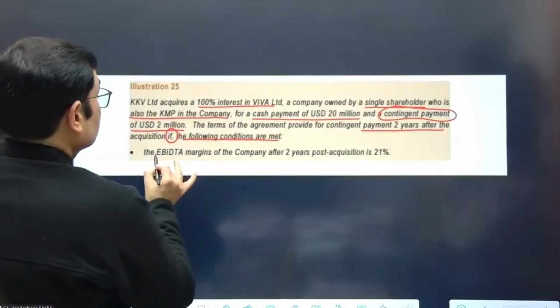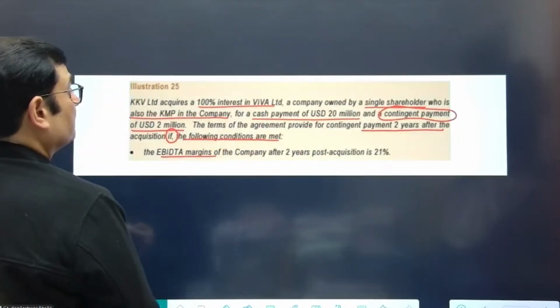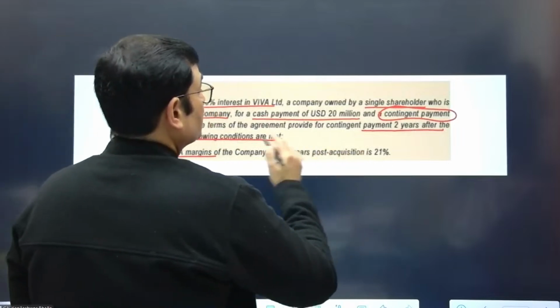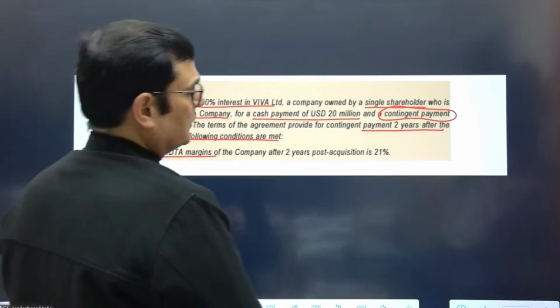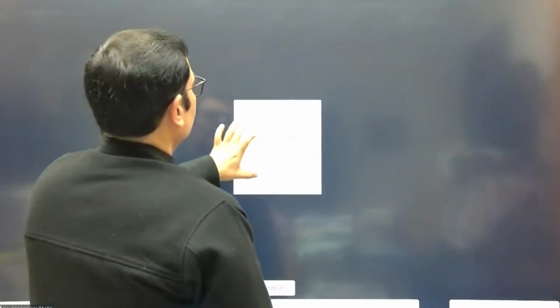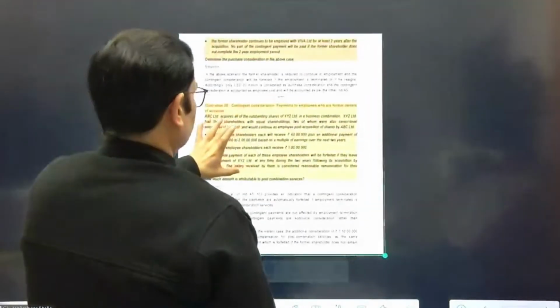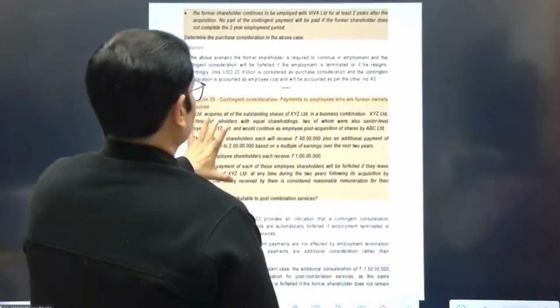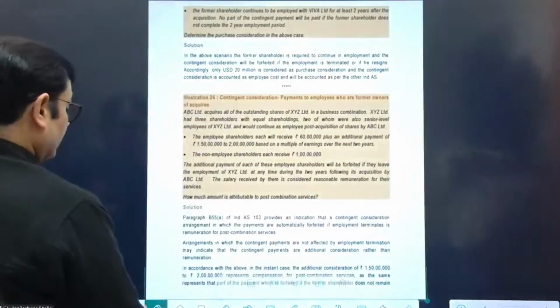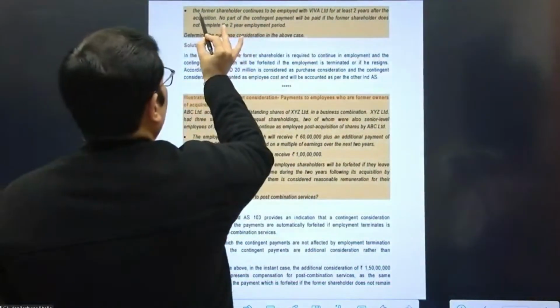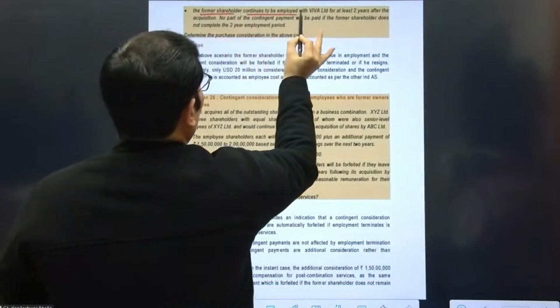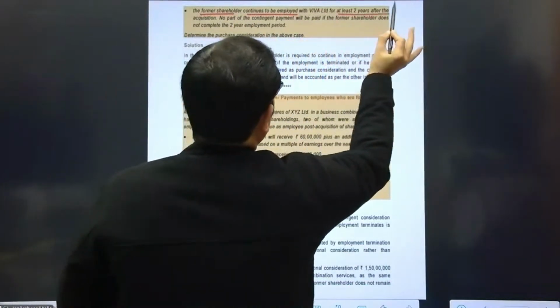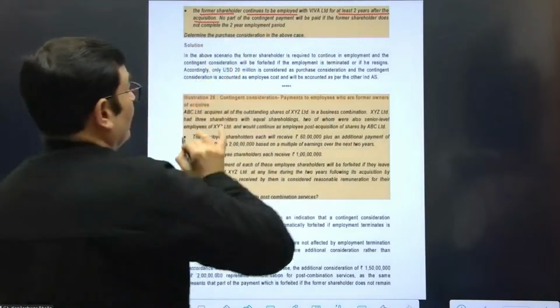It says the conditions are that the EBITDA margins of the company after 2 years reaches 21%. That's not a service condition. And then he also gives you another input as well. Let's have a look at the further input as well. Then he says the former shareholder continues to be employed with Viva for at least 2 years after the acquisition. Aha. There is a condition of employment which is attached to this payment.